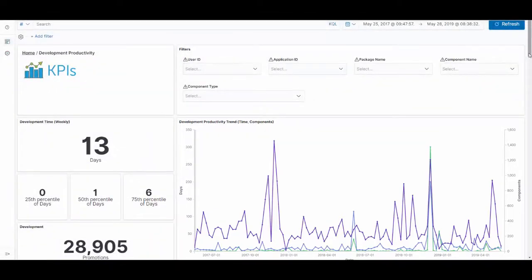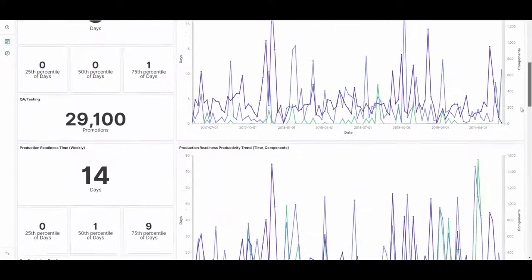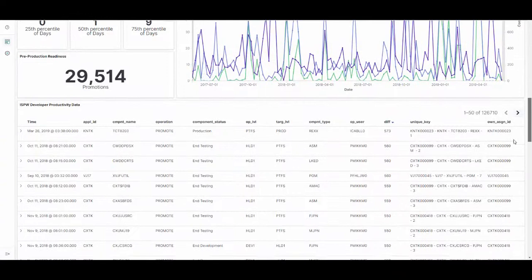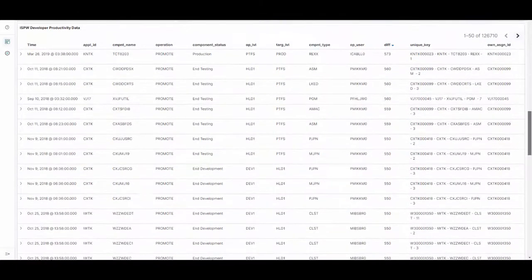So, how do we focus on the data that can help us improve? Well, zAdviser has the answer for that as well. By scrolling down to the bottom of the dashboard, zAdviser presents you with all the development promotions that make up these numbers and allows us to sort by any fields and interrogate the data. Here's the promotion data right at our fingertips.